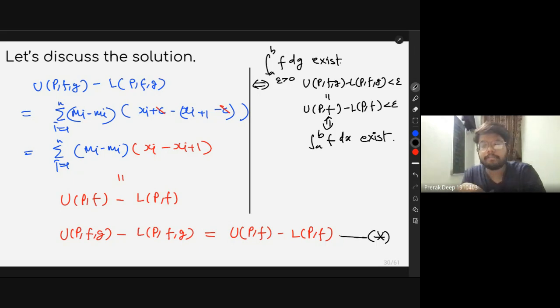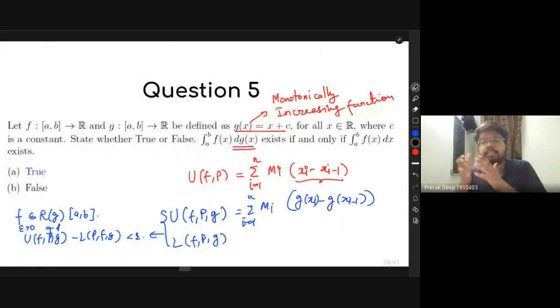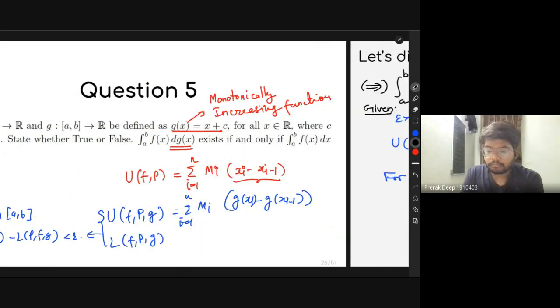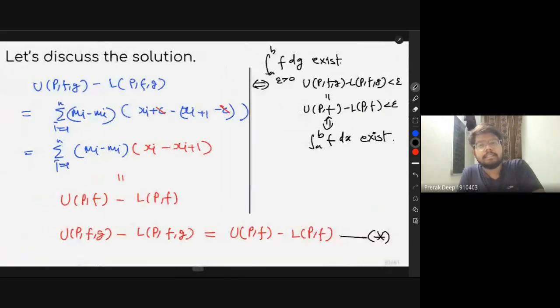So this is an equivalent statement, but it is very specific to this function, because we are taking a linear function of type x plus c. That's why this is happening. Otherwise, it may not be true. If we change the function g, this proof might not work. This proof is working only because we are taking a special type of g.